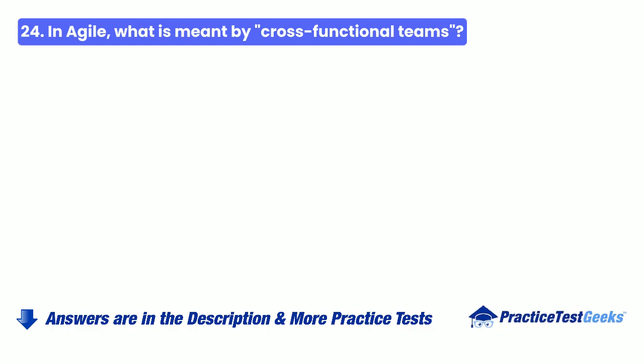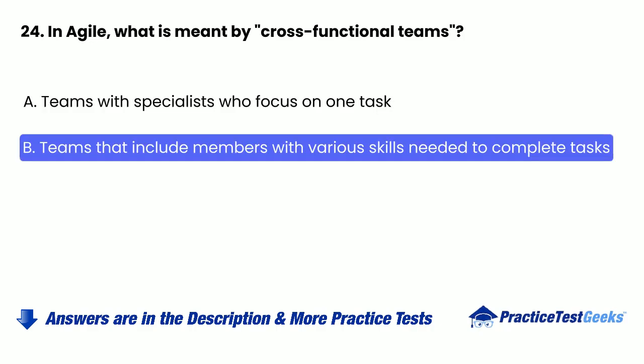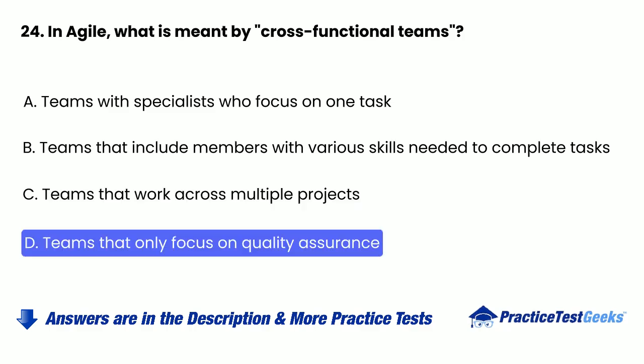(24) In Agile, what is meant by cross-functional teams? A. Teams with specialists who focus on one task. B. Teams that include members with various skills needed to complete tasks. C. Teams that work across multiple projects. D. Teams that only focus on quality assurance.